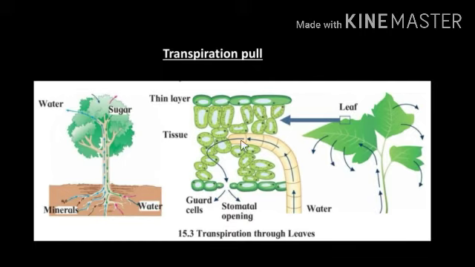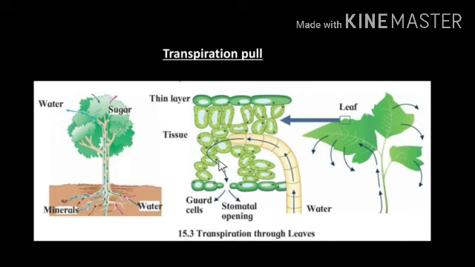Now, this is the surface of the leaf, and the lower surface of the leaf has the stomata, stomatal openings. Now, the stomatal opening is guarded by two guard cells, and these guard cells control the loss of water. Now, actually, the water molecules which reach these cells are given out of the cells in the form of water vapor, and that water vapor comes out of the stomatal pore.